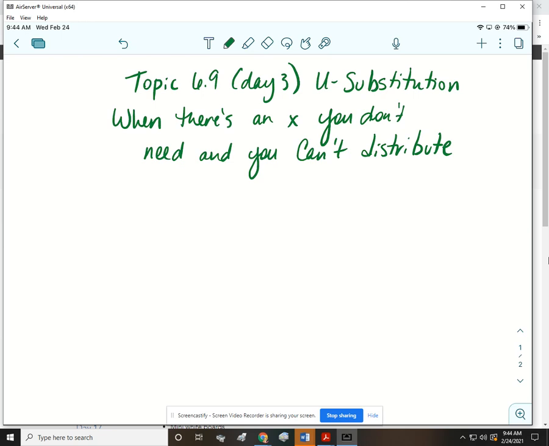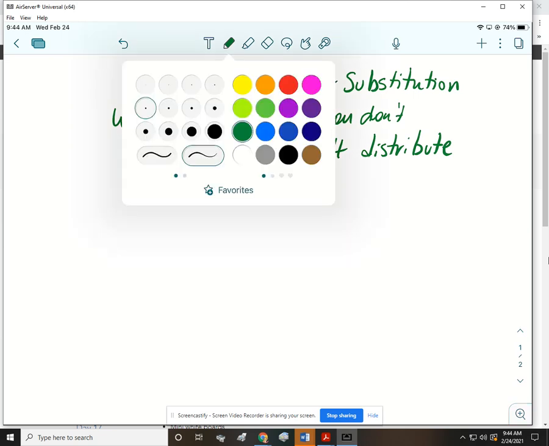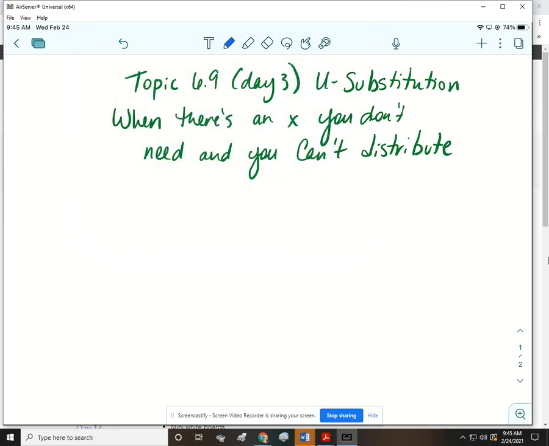But so there will be an inner function, so we will need to do u substitution. So there's going to be an extra x in there that isn't part of du that we have to figure out something to do with it when we write everything in terms of u. So let's just go straight to an example.